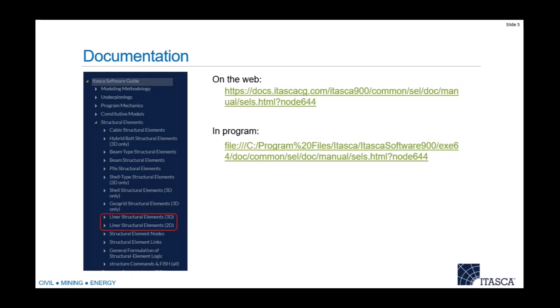An important thing to note is that a lot of the different element types will be distinguished by 2D and 3D. 3D obviously has a lot more, because FLAC2D is just an extension of 3D, maybe a reduction of 3D, I'll say. It will tell you which ones are 3D only. Pretty much anything that's a line, like a cable, a beam, a pile, is all in 2D. Anything that's a plane, out of plane, is going to be 3D only.